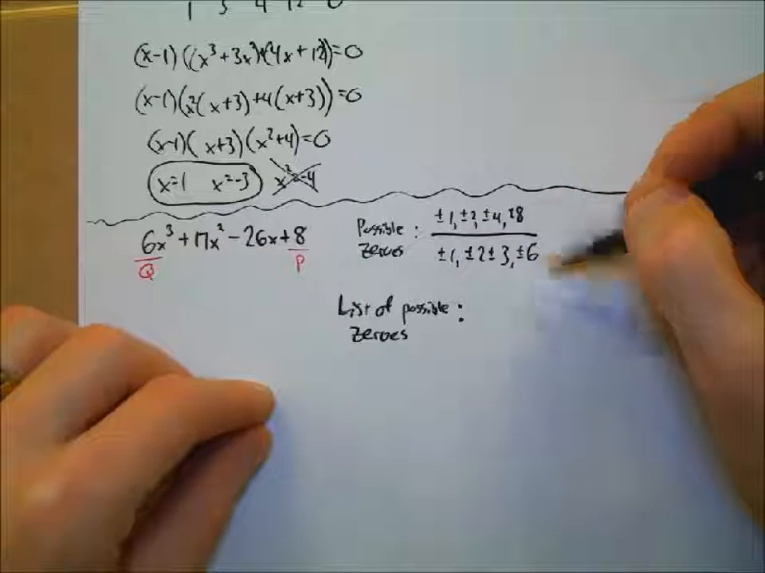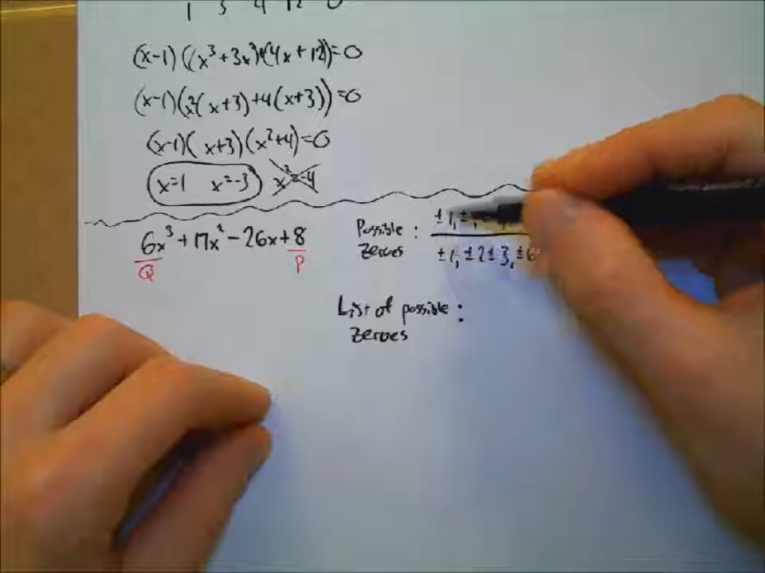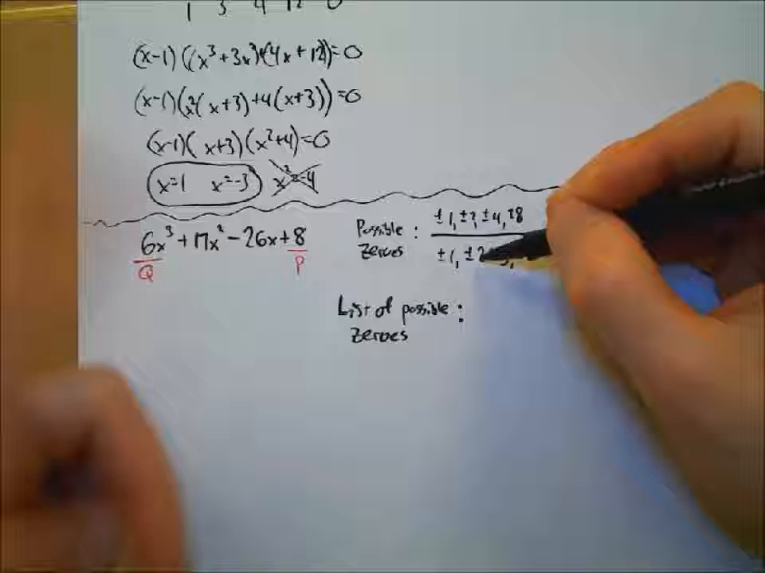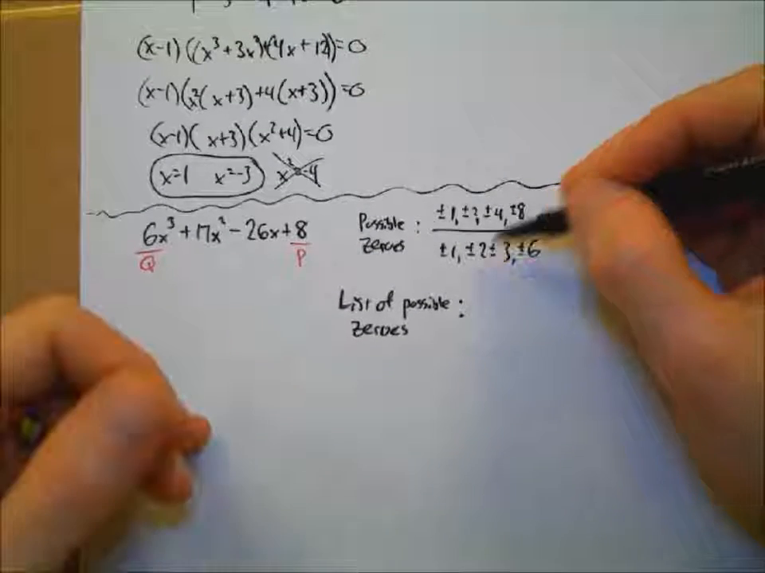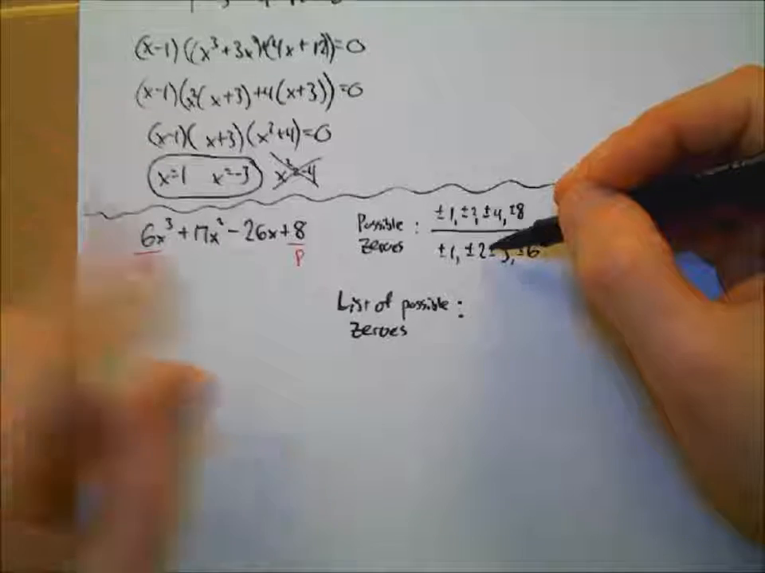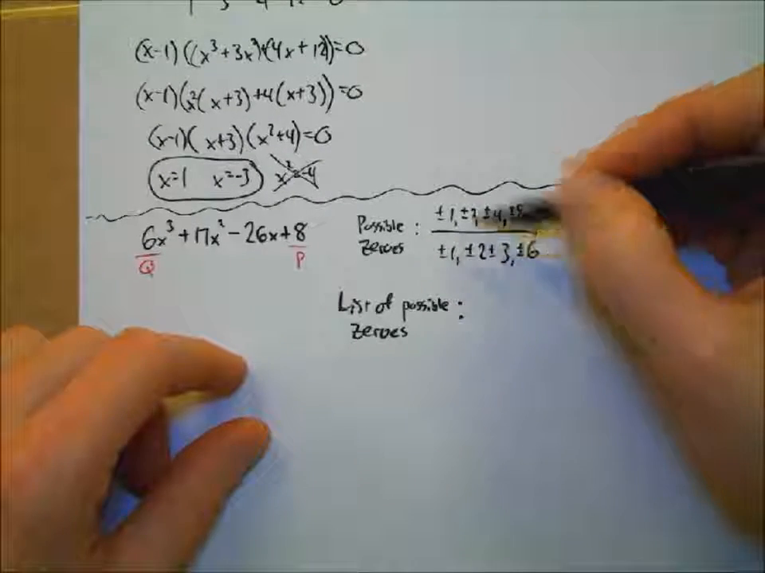So it's 1 over 1, 2 over 1, 4 over 1, 8 over 1. And it's 1 over 2, 2 over 2, but that's the same thing as 1, so we already have that one listed. 4 over 2, that's 2, we already have that one listed. 8 over 2, that's 4, we already have that one listed, so we don't have to worry about it. We have 1 over 3, 2 over 3, 4 over 3, 8 over 3, and we have 1 over 6, so on and so forth here, right?